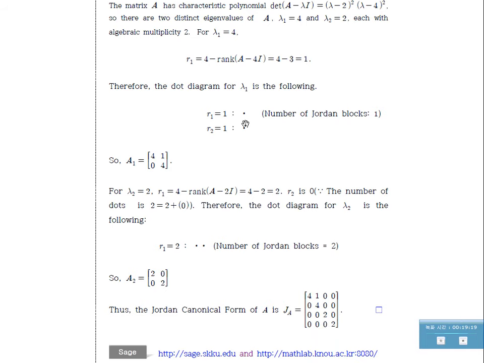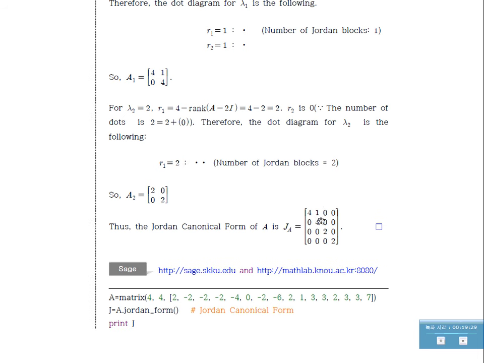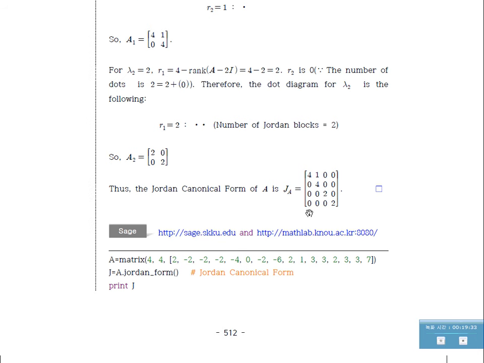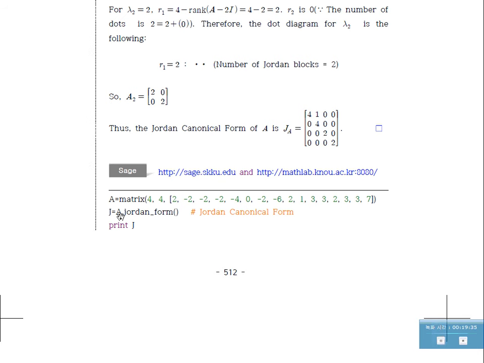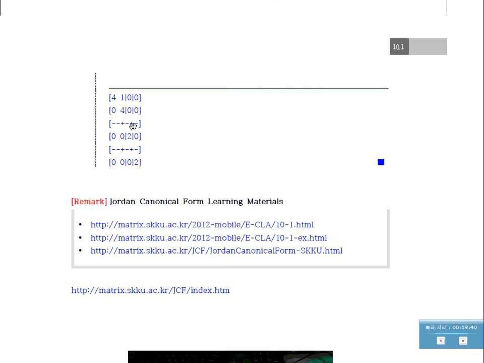This means you have 1 Jordan block. That's it. You don't have to worry. Here you have 2 Jordan blocks for this, which means you have 1 Jordan block for 4 and 2 Jordan blocks for eigenvalue 2. You can do the same thing by giving the Sage command for finding the Jordan canonical form of A, which gives you the same Jordan canonical form.